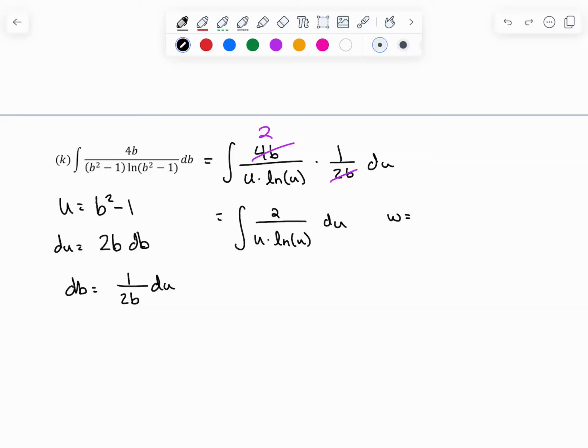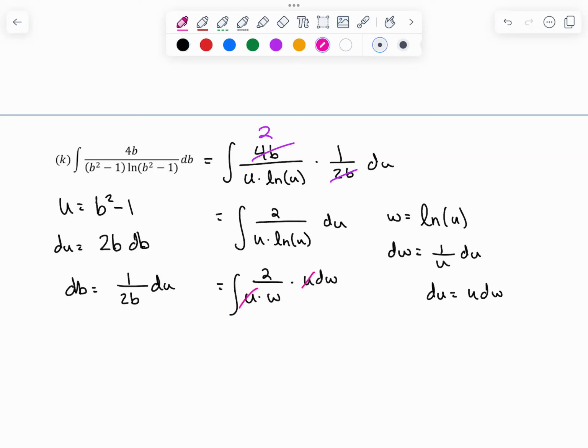So, what do you think? What haven't we tried? Or ln u. Why not? It could work out. Then dw is 1 over u du. So that means that du is equal to u dw. So this equals the integral of 2 over u times w times u dw.